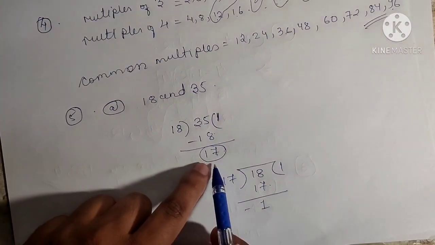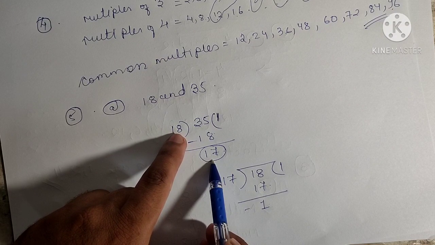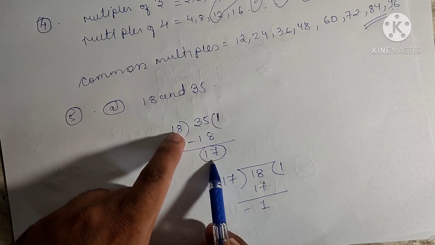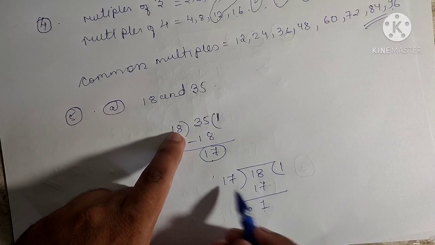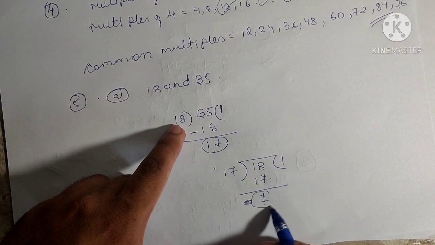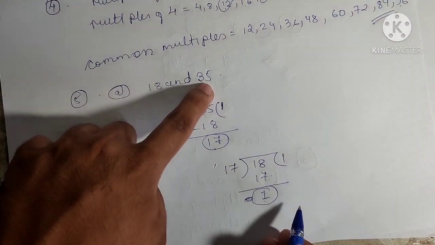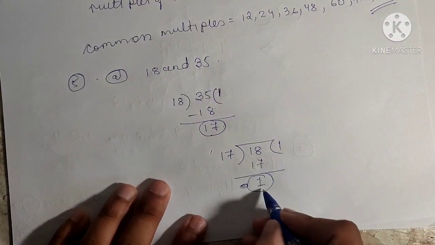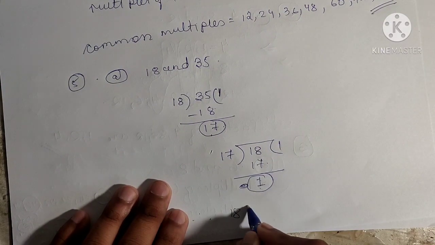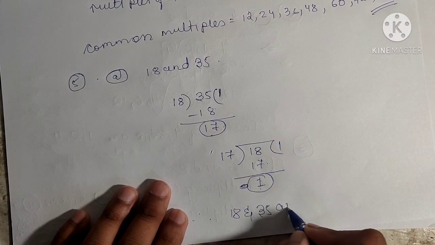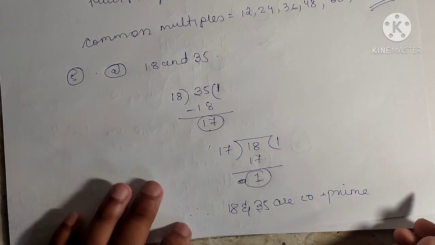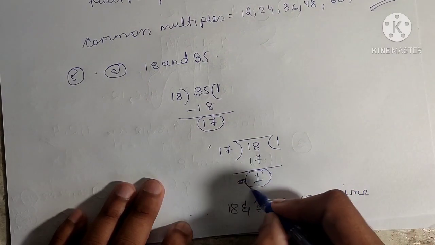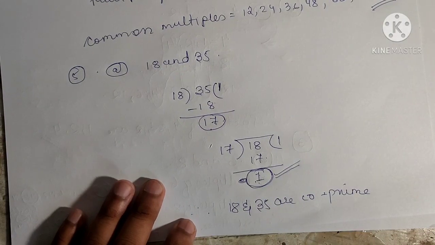So whatever we get in our remainder, we have to divide with the quotient, until our remainder becomes 1 or a very low number, otherwise we cannot divide. Since our remainder is 1, we can say that 18 and 35 are co-prime numbers. I told you, if our remainder is 1, that means they are co-prime numbers. So finally we are getting 1. That is why these are co-prime numbers.